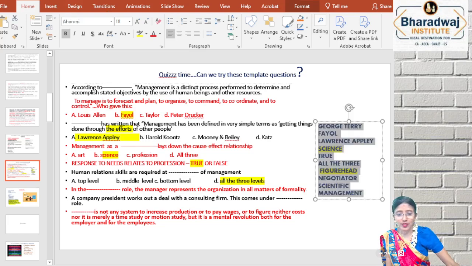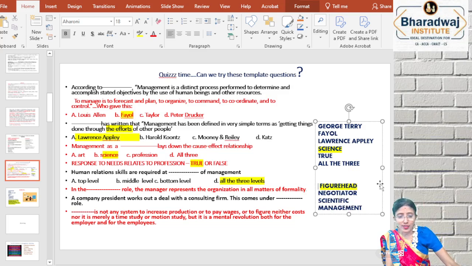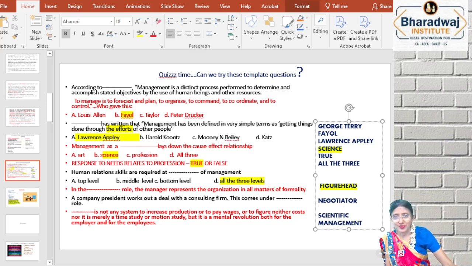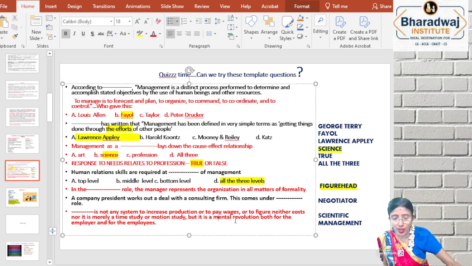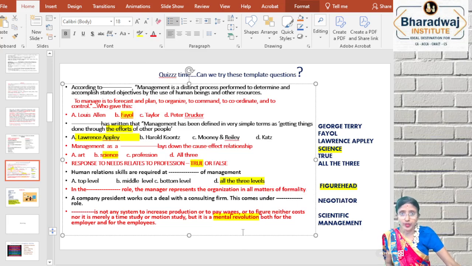Okay, I will give back the answers now. Look at the last 3. First one is figurehead. Second one is negotiator. Third one is scientific management. Scientific management is not any system to increase production or wages. What is it? A mental revolution on the part of both the employer and employee, so that the wastages found in the factory operations are regulated, are removed.